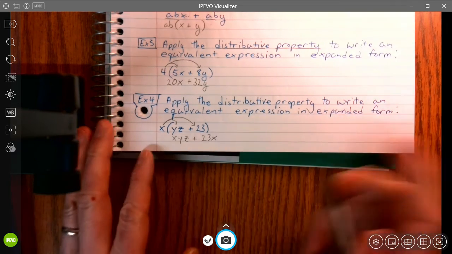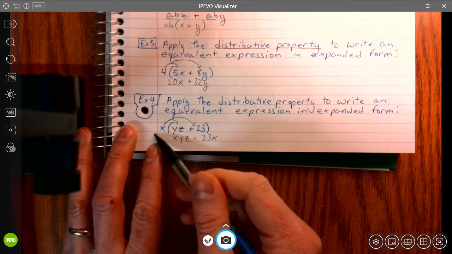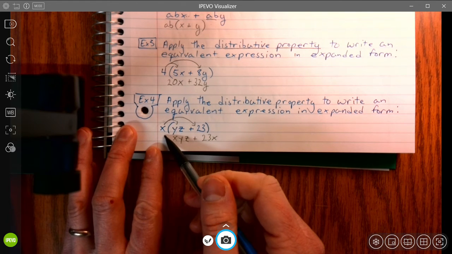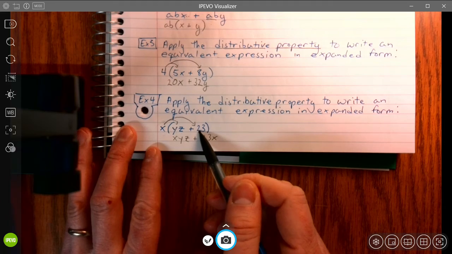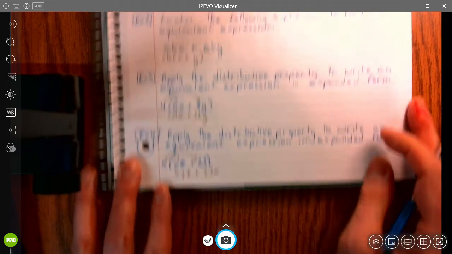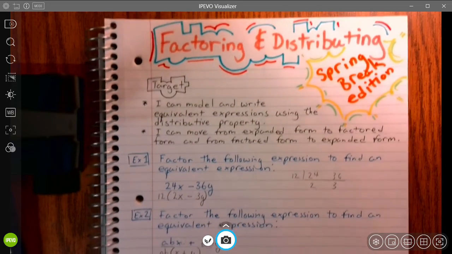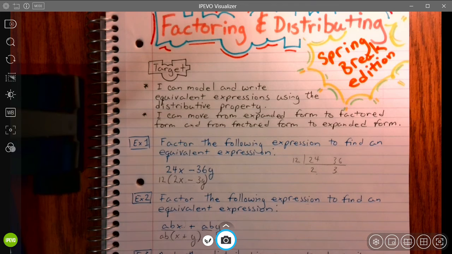Okay? Again, I just took that x, that variable or number that was outside of the parentheses, and I distributed it to each of the terms inside of the parentheses using multiplication. Okay? So again, my target, I can model and write equivalent expressions using the distributive property. Check. And I can move from expanded form to factored form, and from factored form to expanded form. Check.